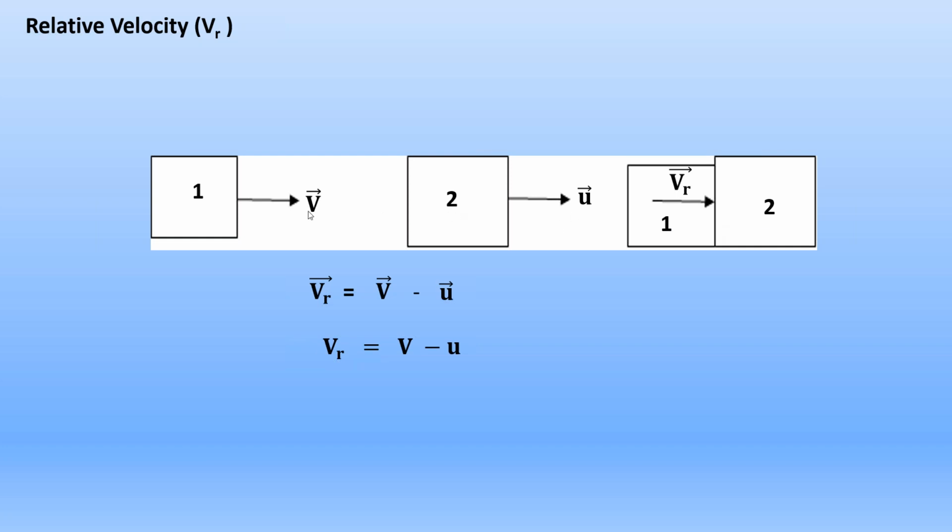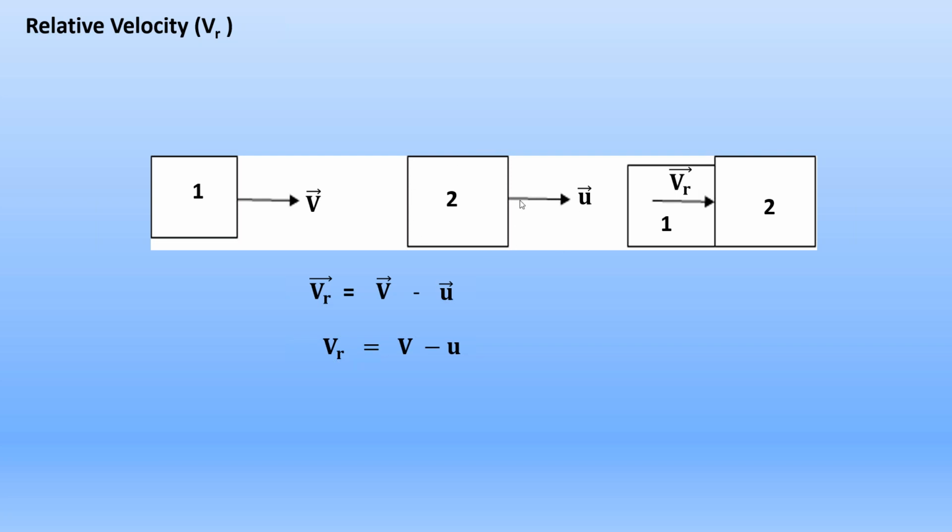If the absolute velocity V bar of the first body is more than the absolute velocity U bar of the second body, the first body strikes the second body. When it strikes, it strikes with the relative velocity VR bar, not with velocity V bar, because the second body is also in the moving condition.